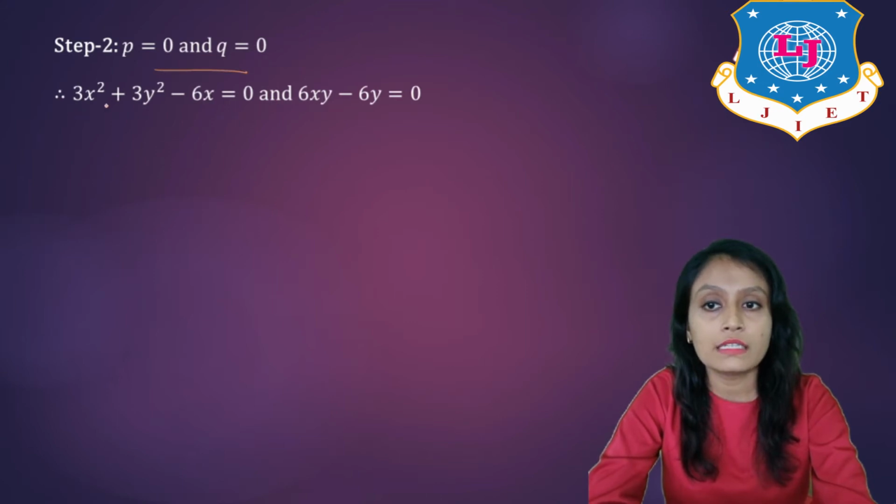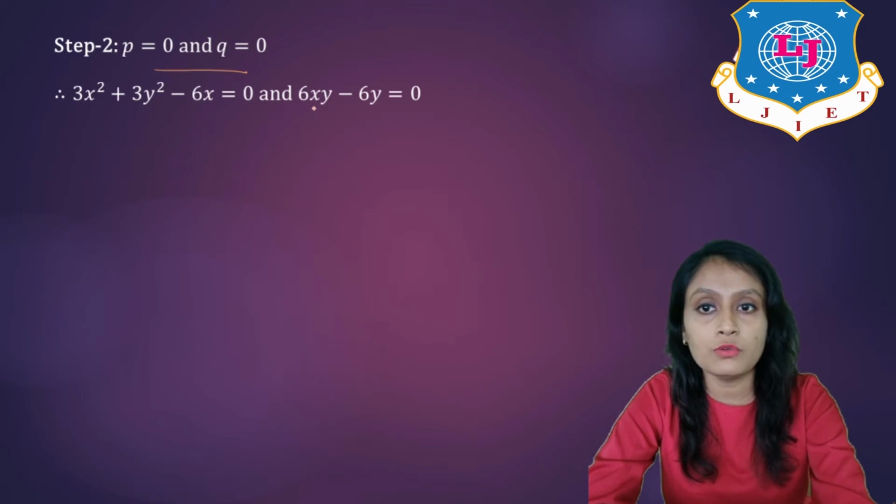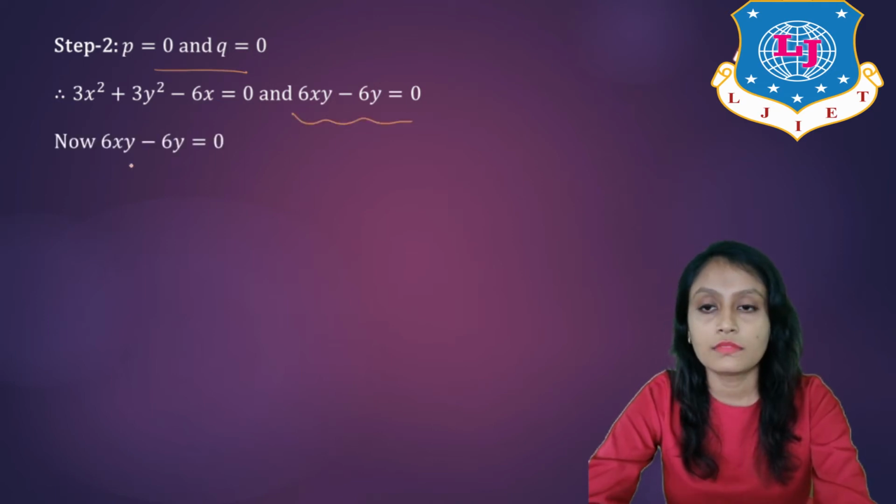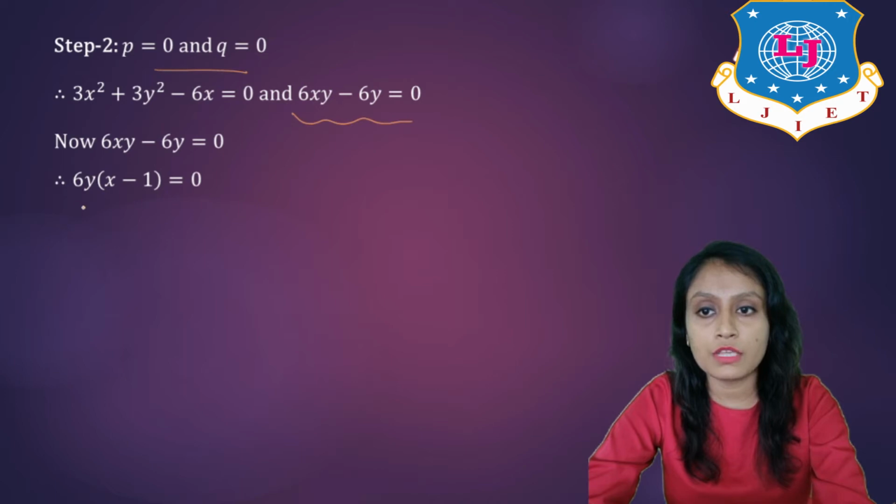So you will get 3x square plus 3y square minus 6x is equal to 0. And from here you will get 6xy minus 6y is equal to 0. Now take 6y common. So you will get 6y into x minus 1 is equal to 0. So from this you will get y is equal to 0 and x is equal to 1.